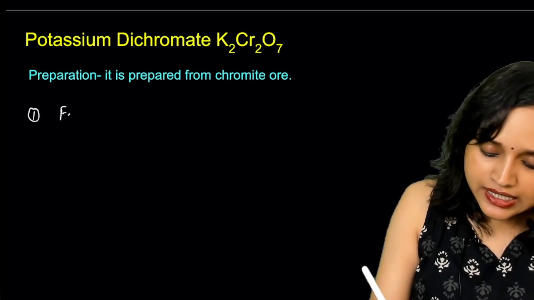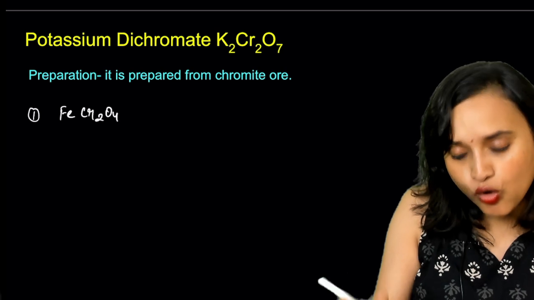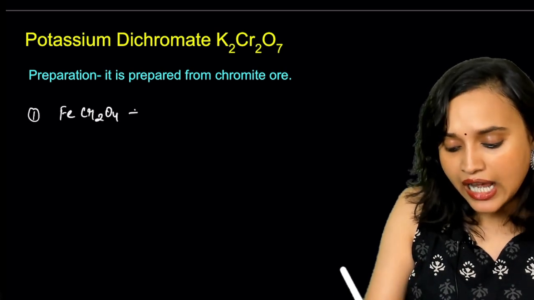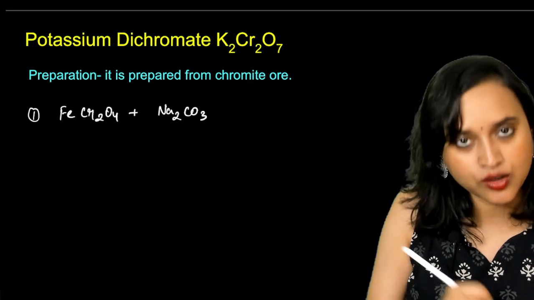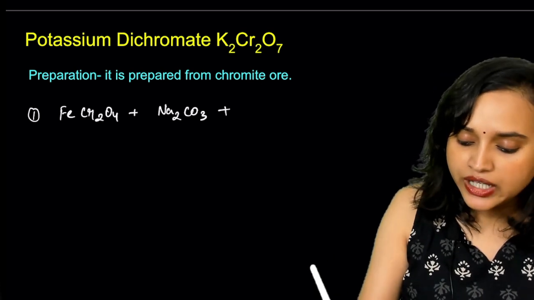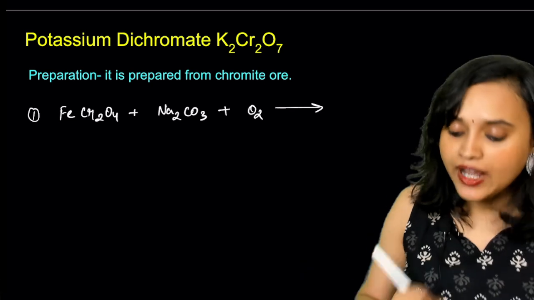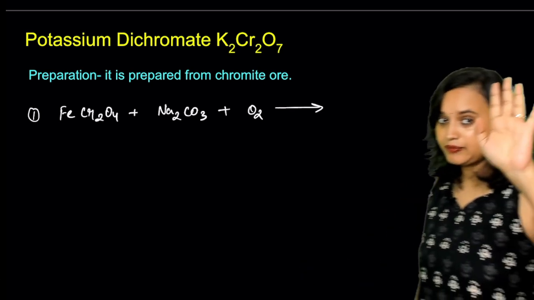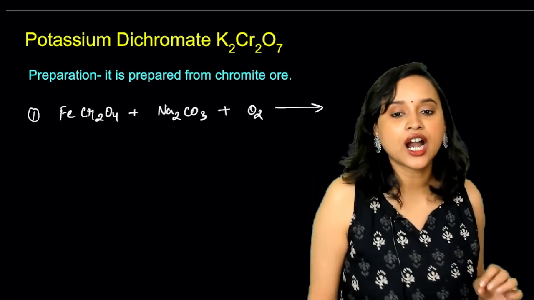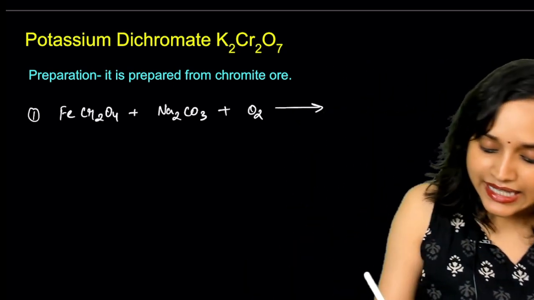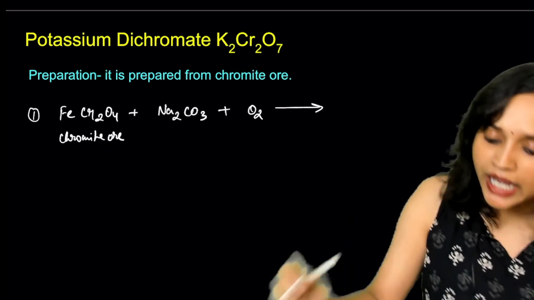Okay. So firstly, we are going to take FeCr2O4. All right. With that, we are going to take some sodium carbonate, Na2CO3. And we are going to add some amount of oxygen as well. When we do this, please pay attention here, everyone. What have you taken? You have taken FeCr2O4. What is this? This is your chromite ore.